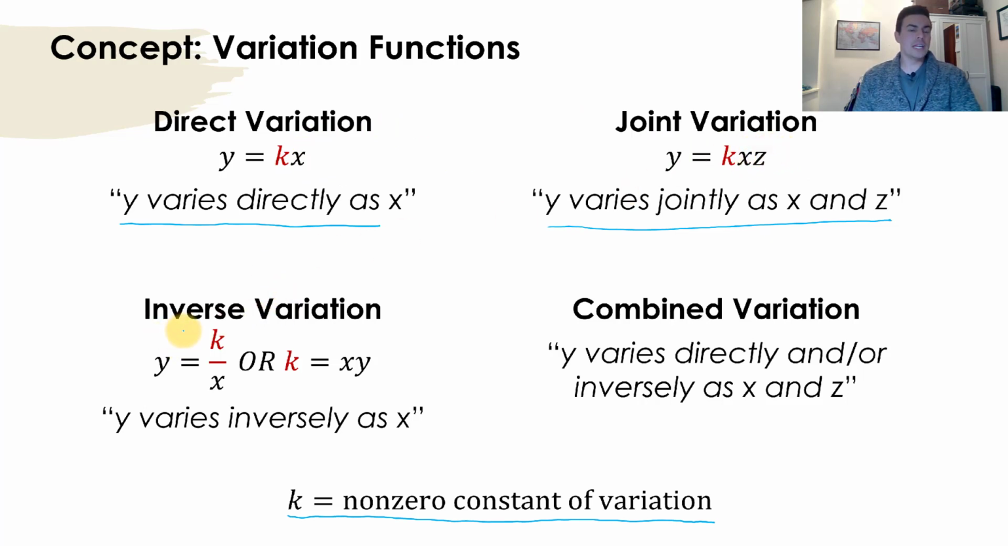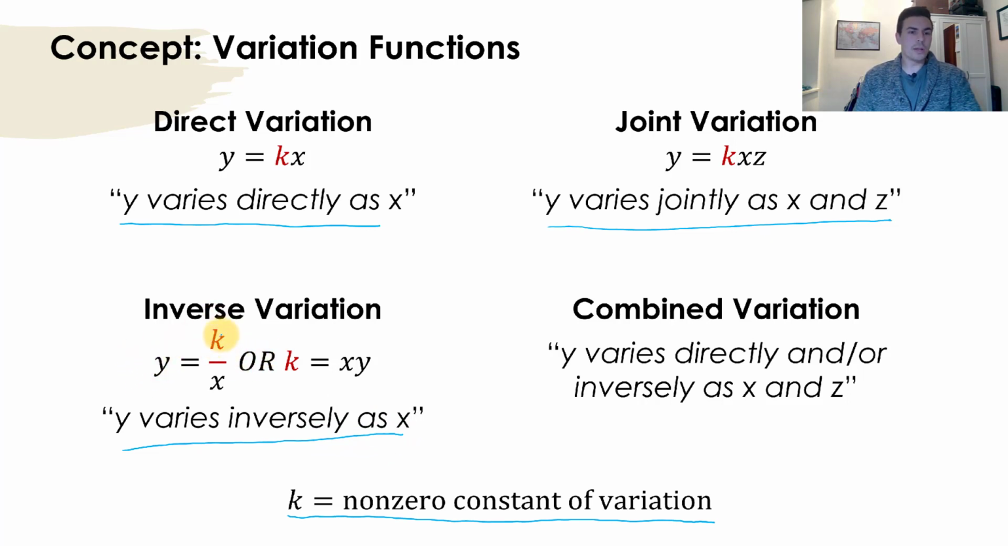And also we have our inverse variation. Inverse variation is going to be if we have our variable x here, and that is in the denominator of some ratio between k and x. So if you have a ratio of k to x, and that is equal to y, you might see that as y varies inversely as x.